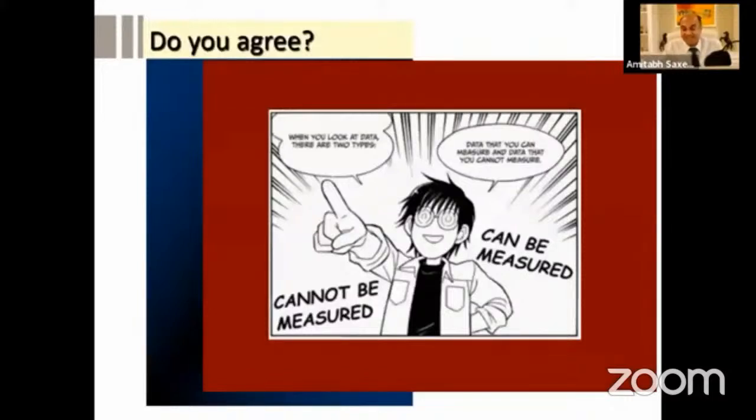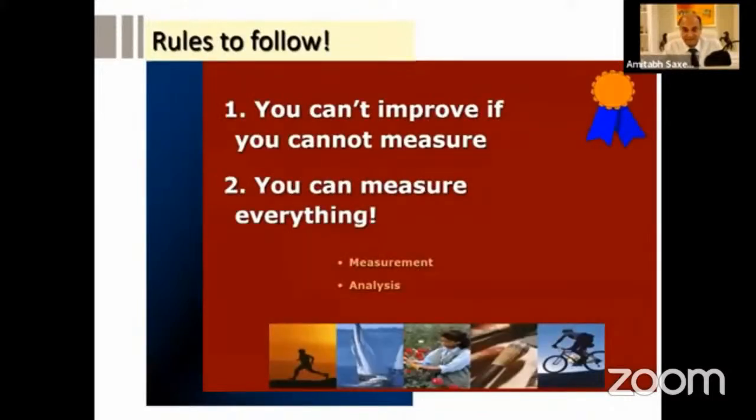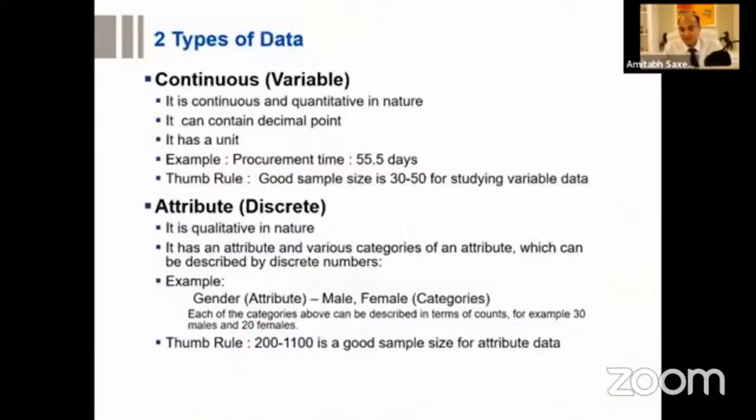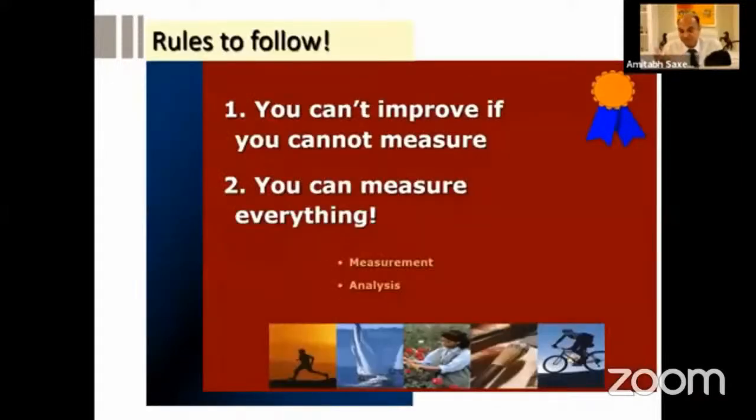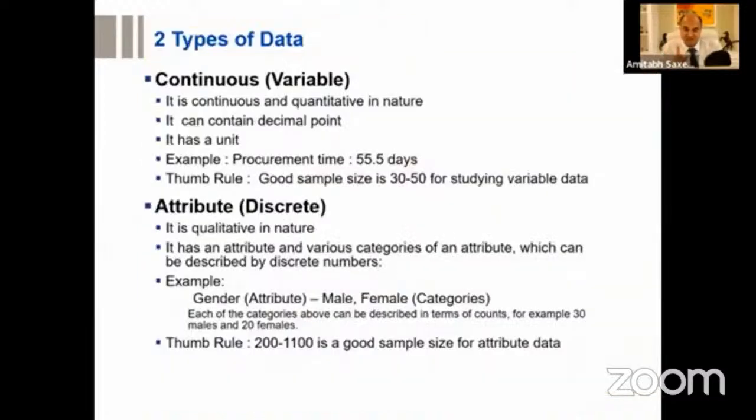So as I was telling you, you can't improve if you cannot measure, and if you can measure, you can measure everything. So these are the 3 rules. The third rule was, if you think it cannot be measured, go back to number 2. Now, how can I measure everything? I can measure using 2 types of data, continuous data and attribute data. Continuous data is something which can be represented on a number line between minus infinity to plus infinity.